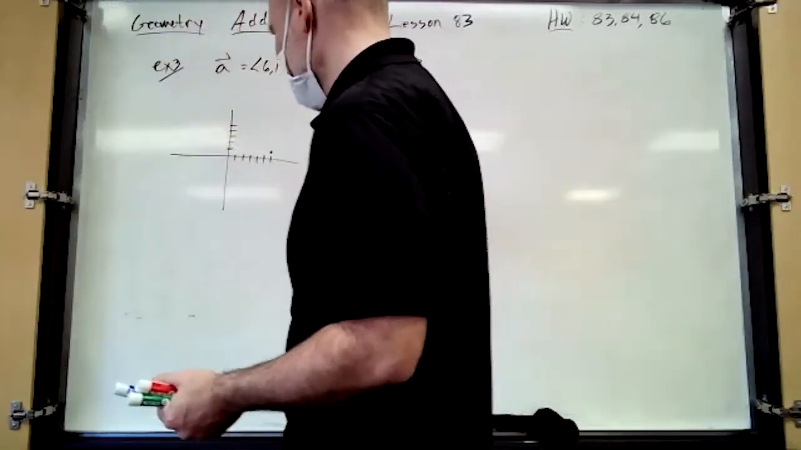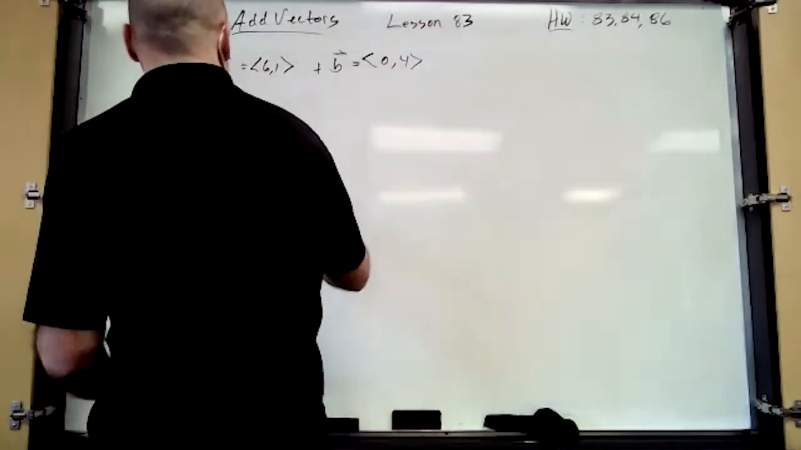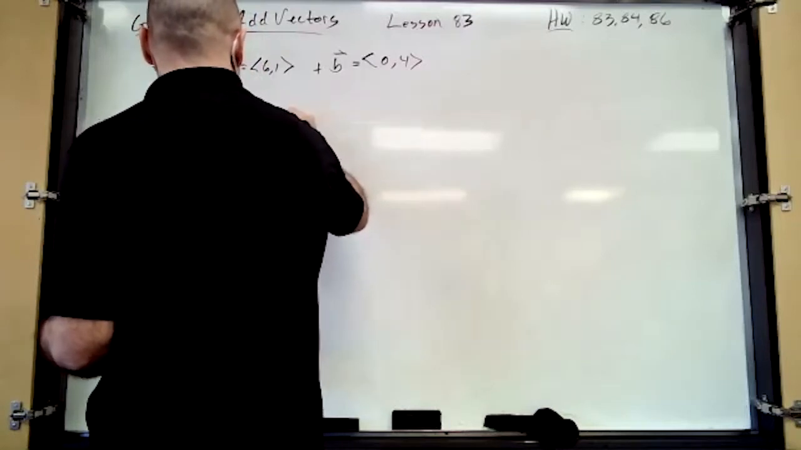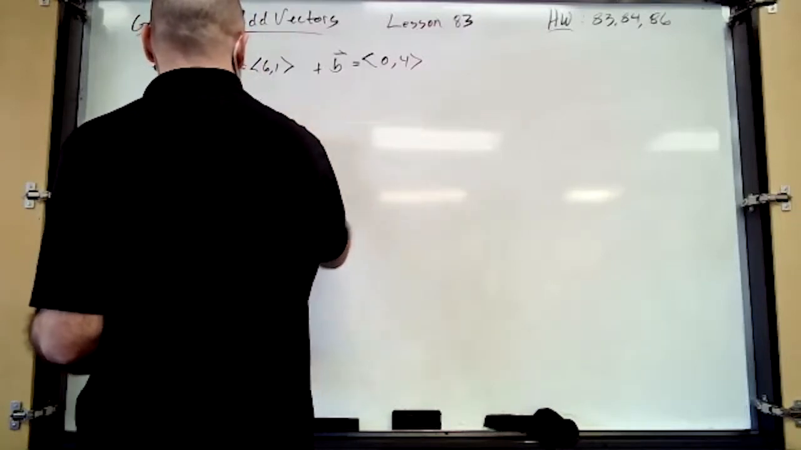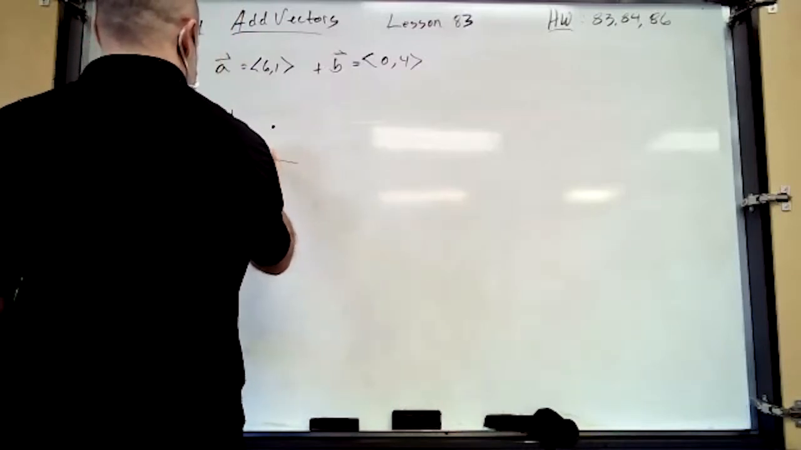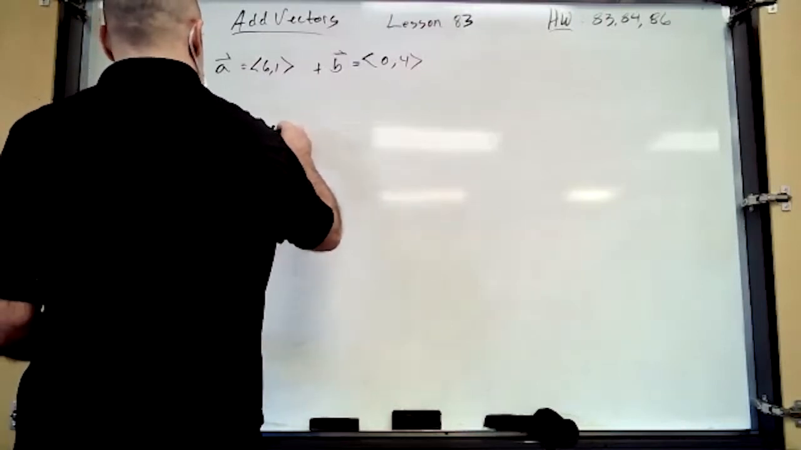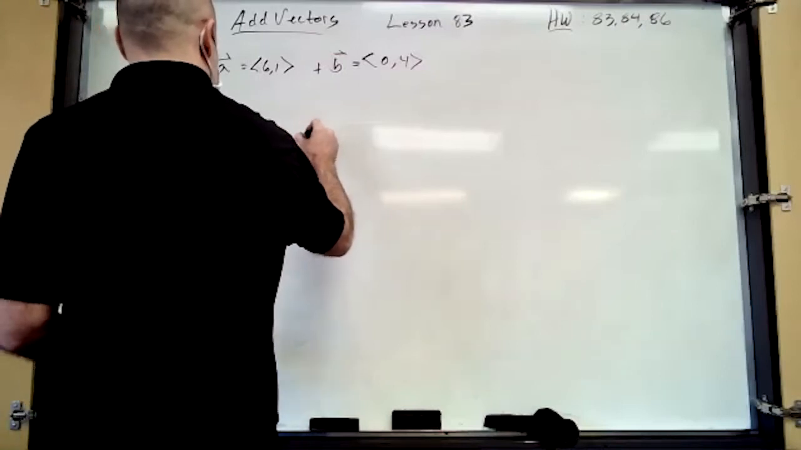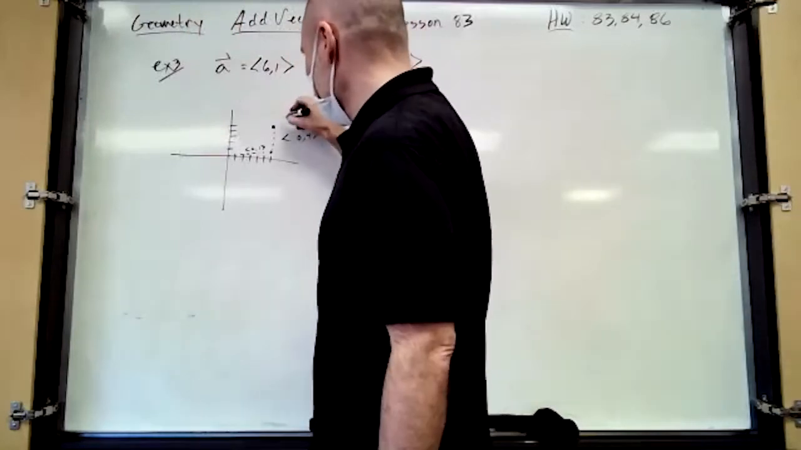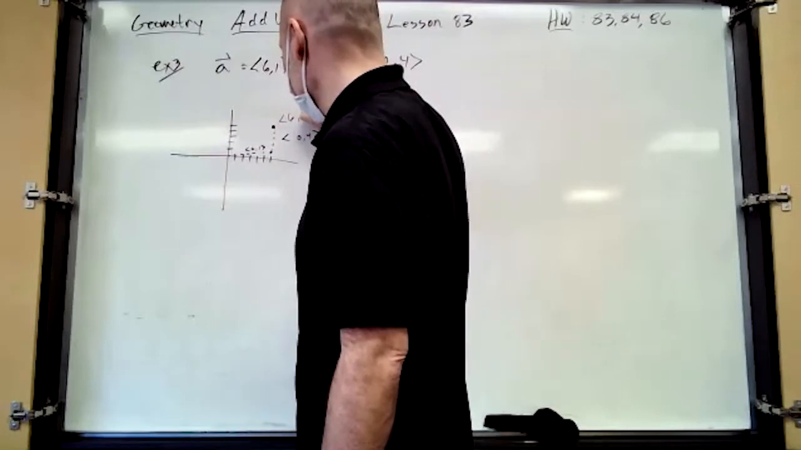So if I'm going to 6, 1, and then 0, 4, basically left to right 0, and then up 4. So it goes up to here. So here's 6, 1. And then this is 0, 4. And then I'm looking at this guy here. And where this ends up is 6, 5.